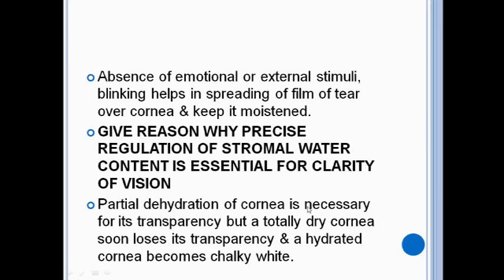So here you can see if the cornea is partially dehydrated, then it loses its transparency. And if you have a hydrated cornea, then the color of the cornea turns into chalky white. So with the proper balance of your stromal water content, the cornea is transparent, which will not affect your vision.